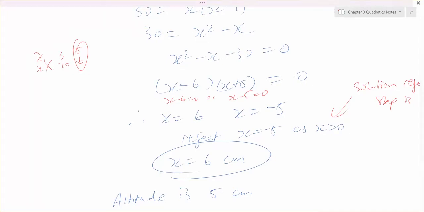Hopefully this will give you an idea of how to do exercise 3C. So when you're in trouble, make sure you move all the terms to one side and you have a 0 on the other side, and then factorize.